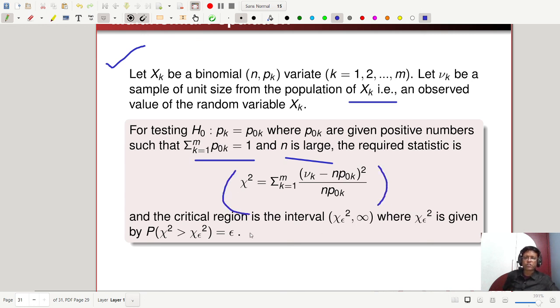You have a chi-square distribution, and in this case you have a right tail test. You have to take the right tail test: summation of (nu k minus n p naught k) whole square by n p naught k. P naught k are the given positive numbers, and n is the sample size. Okay, n is large. So this will give you the chi-square distribution.